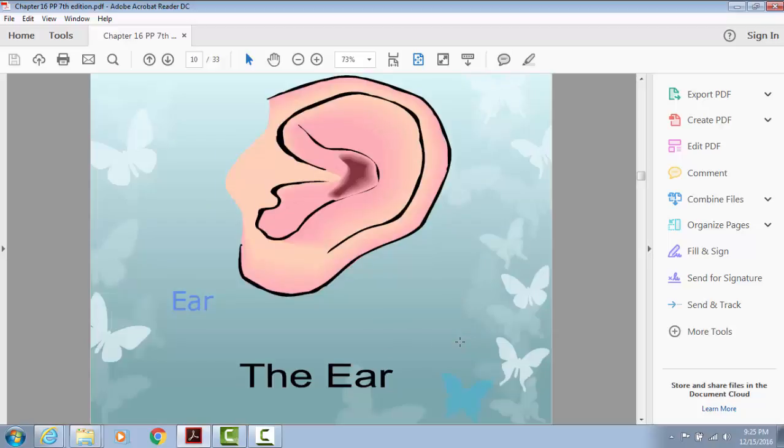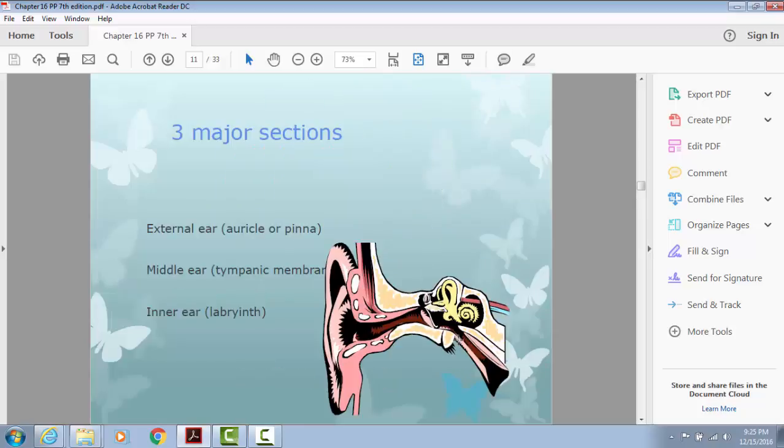The ear is obviously responsible for our hearing, and when we look at the ear, there are 3 major sections. The external ear, which is this portion here, is also known as the auricle or the pinna. The middle ear is this section here, and that is the tympanic membrane, which is drawn over the end of the ear canal. And then the inner ear, the labyrinth. Here are the bones of the ear, the malleus, the incus, and the stapes.